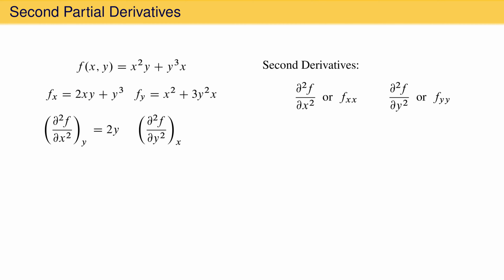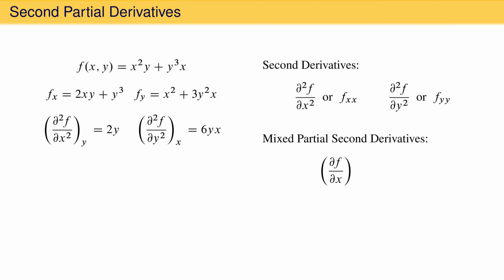The second partial derivative of f with respect to y is the derivative of the first partial derivative with respect to y and is 6yx, because the derivative of y squared is 2y and x is a constant. Functions of multiple variables allow for another type of second derivative called a mixed partial second derivative.